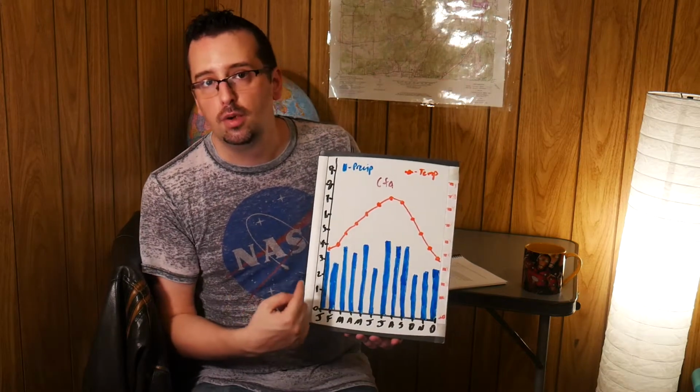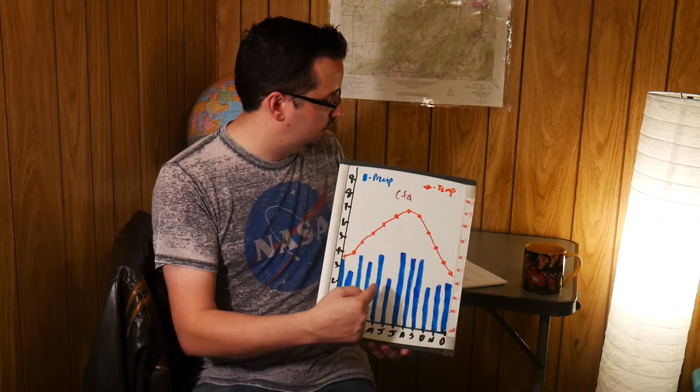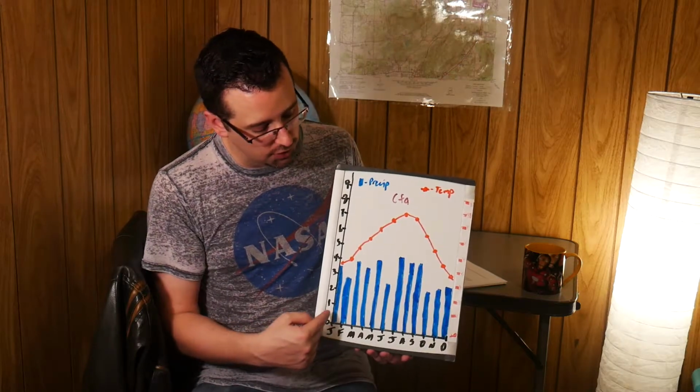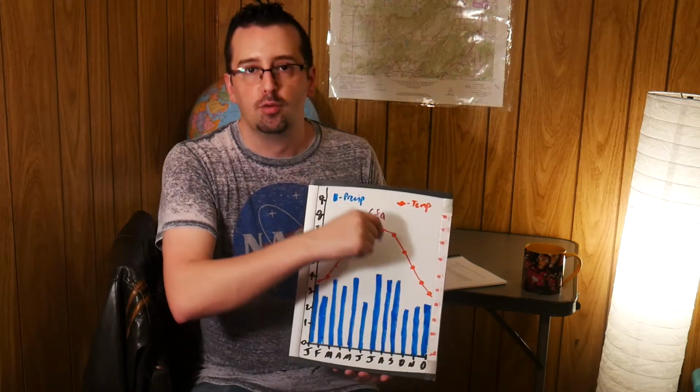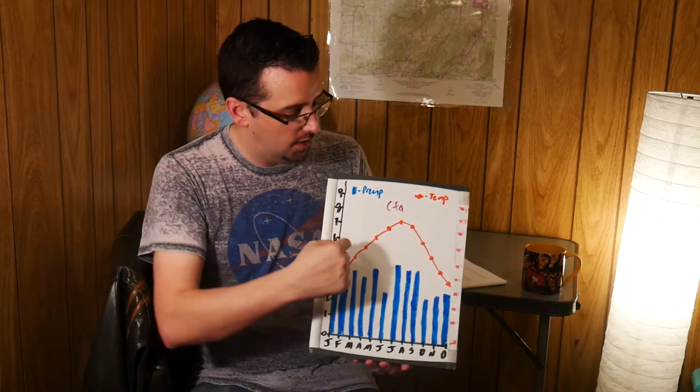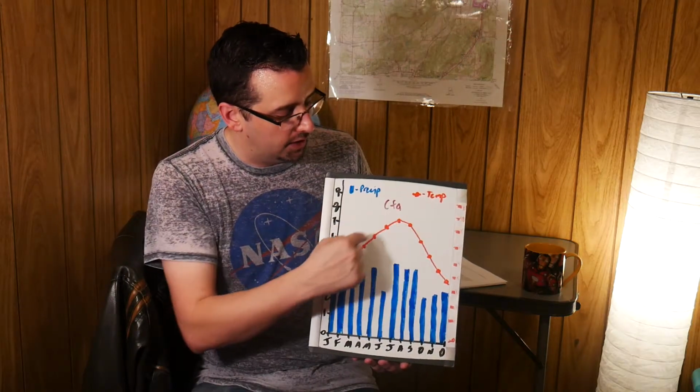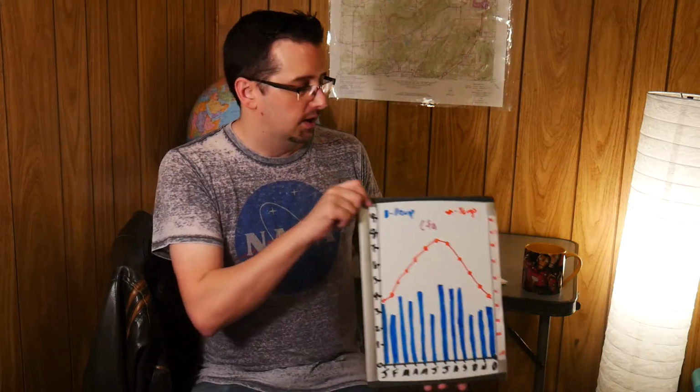And then what you're going to do is plot the numbers that it gives you on this chart here, and make a little bar graph for the precipitation, and make a line graph up top here for the temperature to give you the answer you are looking for.